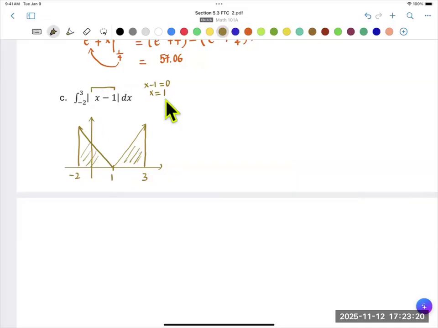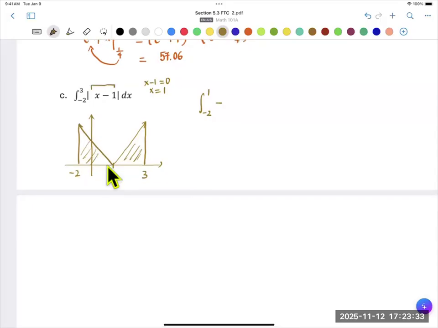So I will break it into -2 to 1, and because the line from -2 to 1 is a decreasing line, the slope is negative. So we will have the integral of negative x minus 1 dx, plus the integral from 1 to 3 of x minus 1 dx. Now we're going to take the antiderivative. You can distribute the negative and make that the integral from -2 to 1 of negative x plus 1 dx, and then we have the integral from 1 to 3 of x minus 1 dx.